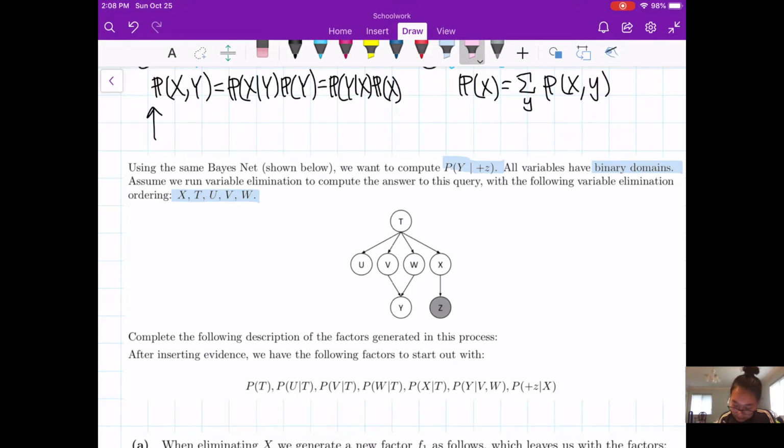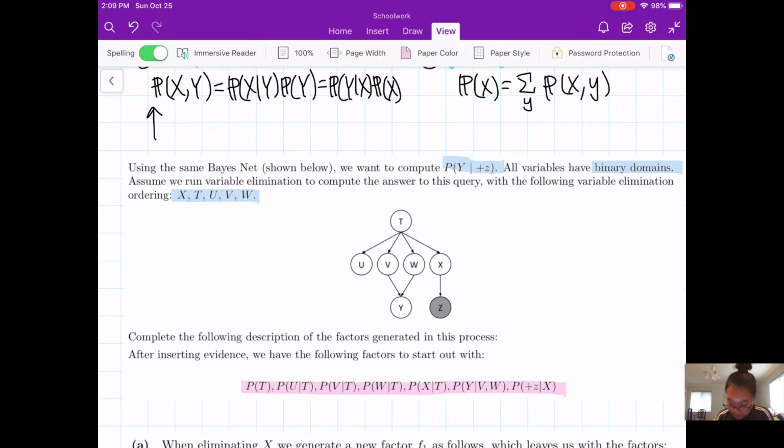So they've already written out the factors that we start with after inserting evidence, which are these factors. And if they didn't give these factors, you would just look at the Bayes net and determine what probability tables there are. And remember, in the Bayes net, if you have a node, the probability table will just be that node given its parents, which is why, for example, if we look at node u here, the table we have is probability of u given t, because t is u's only parent. Cool. So these are our starting factors, and now we're going to start eliminating.